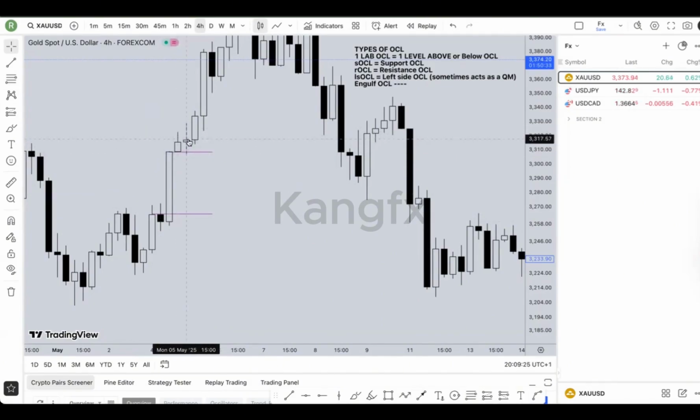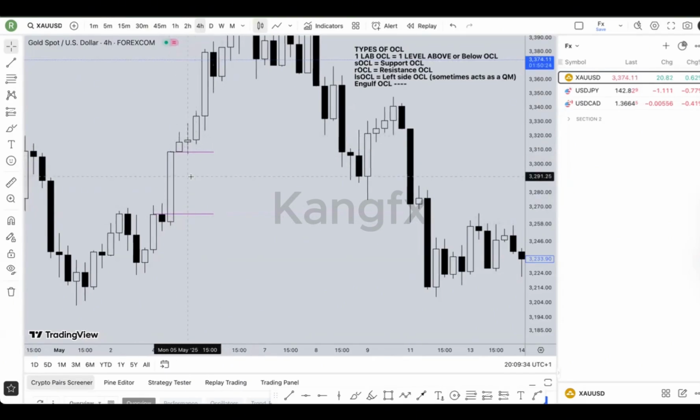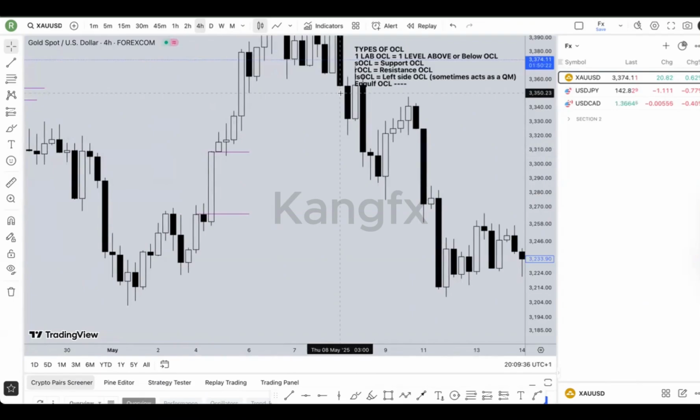If I want to use one, this one qualifies also, because one level below this key level is another OCL, not resistance or support. So it qualifies to be my one lap OCL. As the name implies, one lap OCL, one level above or below OCL.